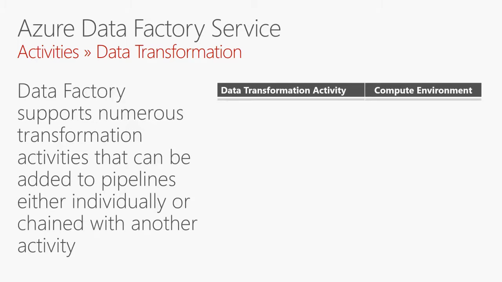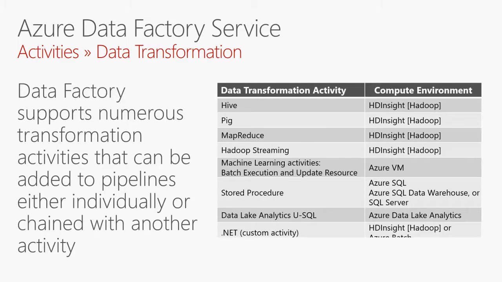Data Factory supports numerous transformation activities that can be added to pipelines either individually or chained with another activity. Note that you can use a MapReduce activity to run Spark programs on your HD Insight Spark cluster, and you can also create a custom activity to run R scripts on your HD Insight cluster with R installed. Lastly, if you need to move data to or from a data store that the copy activity doesn't support, or transform data by using your own logic, you can create a custom .NET activity.